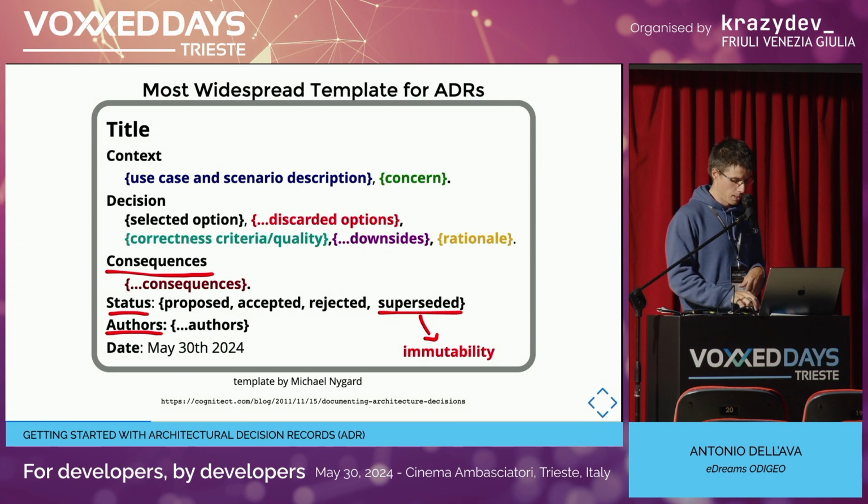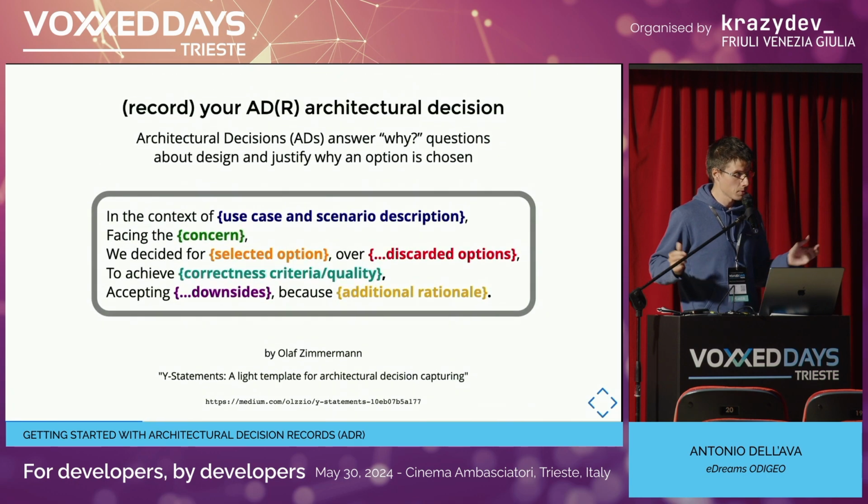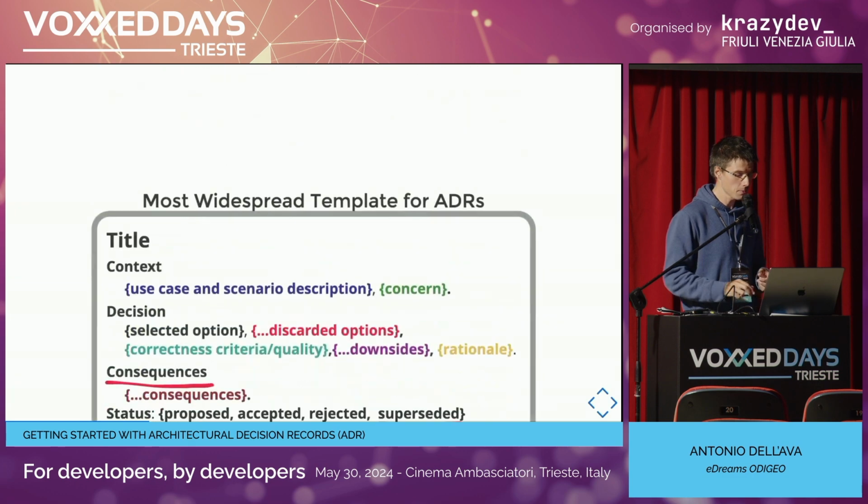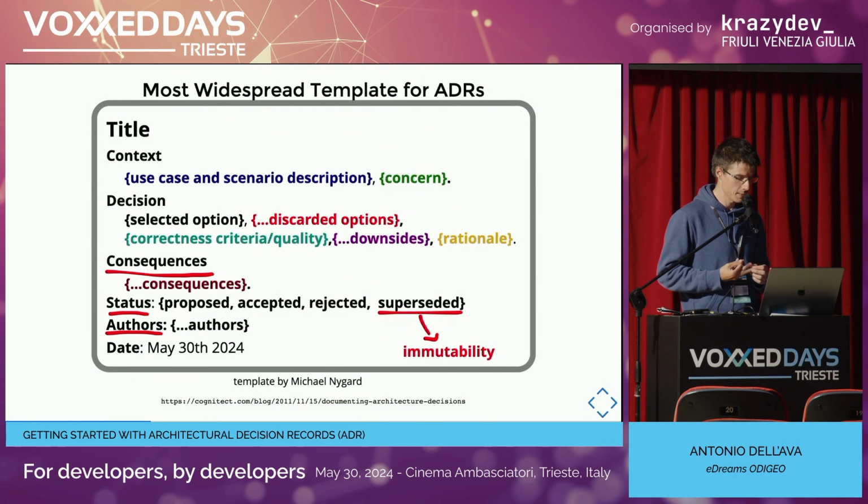But this one is not the most widespread template for an architectural decision record. The most widespread is this one, and it comes from Michael Nygard. As you can see, it's a little bit more structured. There is a title, the context, which covers the use case and the concern, then the decision, and the consequences, which are outlined, and then there is a status. This is very important.